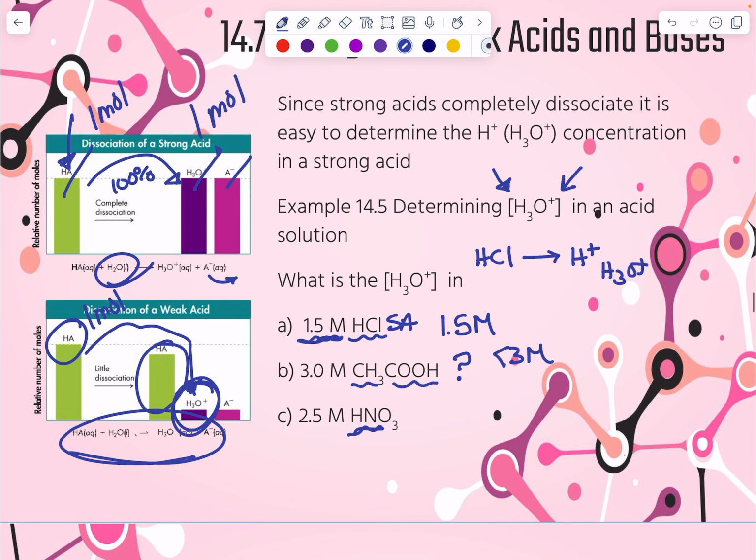This is another example of a strong acid. So again, all of it is going to dissociate, and it's going to become 2.5 molar in H3O plus. Why do I care what the H3O plus concentration is? That's how we're going to tell what the pH of that is.